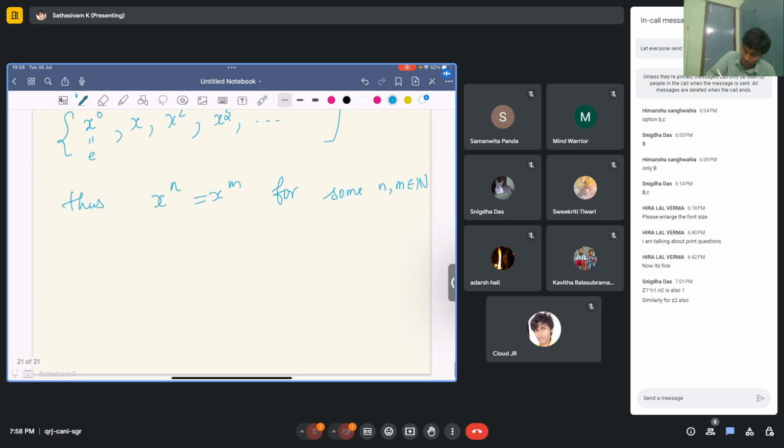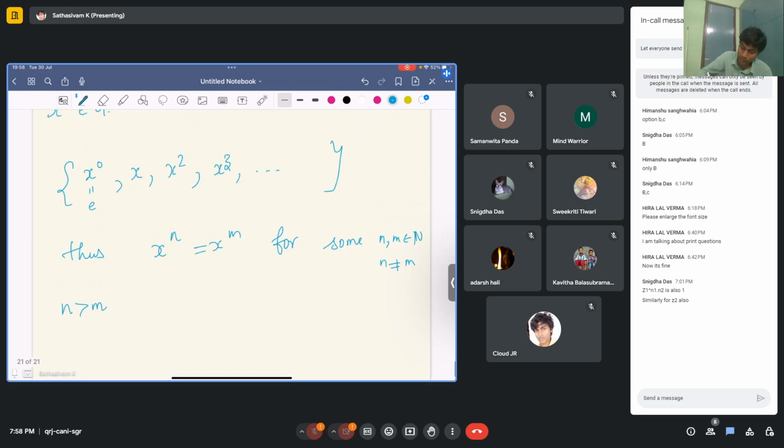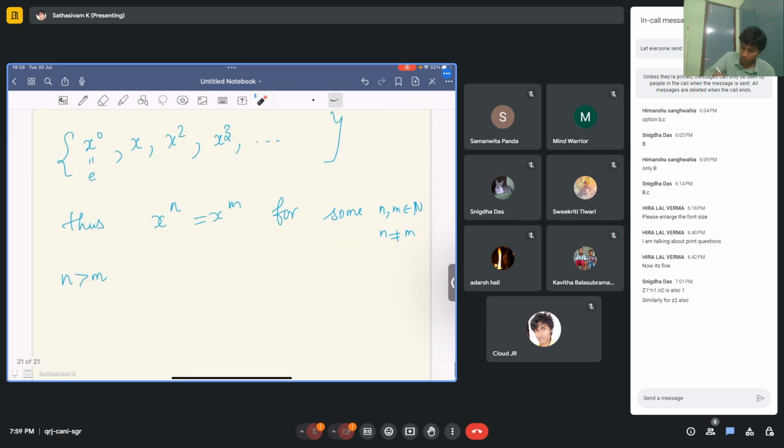So without loss of generality, assume that n is greater than m. If n is not greater than m, then for some n, m belonging to the natural numbers, we have n is not equal to m. So there are two different elements here, but they are equal. So either n is greater than or equal to m, or n is less than m, or n is equal to m. We assumed this is not a possibility. So one of them is true. So without loss of generality, assume that n is greater than or equal to m.